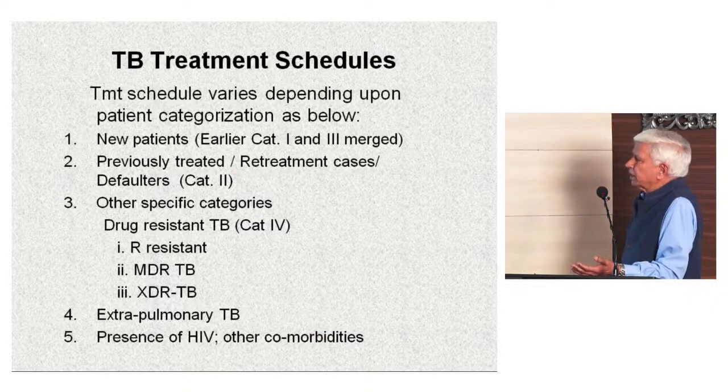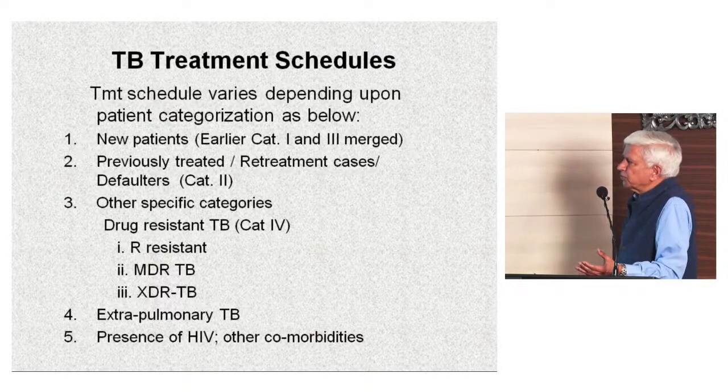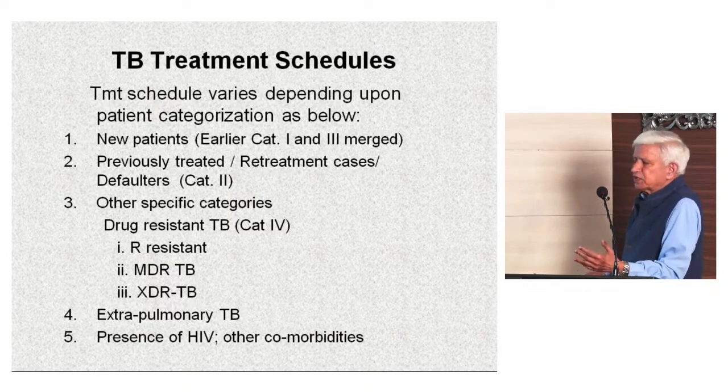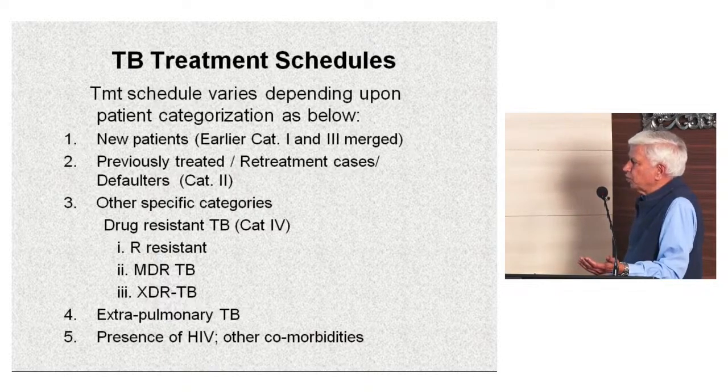Now, patients are categorized in category 1, 2, and 4. Earlier, there was a category 3 as well, but now category 1 and category 3 are merged together. So it is for all new patients, what we say is category 1. All previously treated, retreatment cases or defaulters are category 2. There are subtle differences between these. Previously treated means 5, 10 years ago, the patient had got well. Retreatment is when the patient has been only recently treated, and then has defaulted, and then requires treatment. So there are only subtle differences between these definitions, but this is category 2.